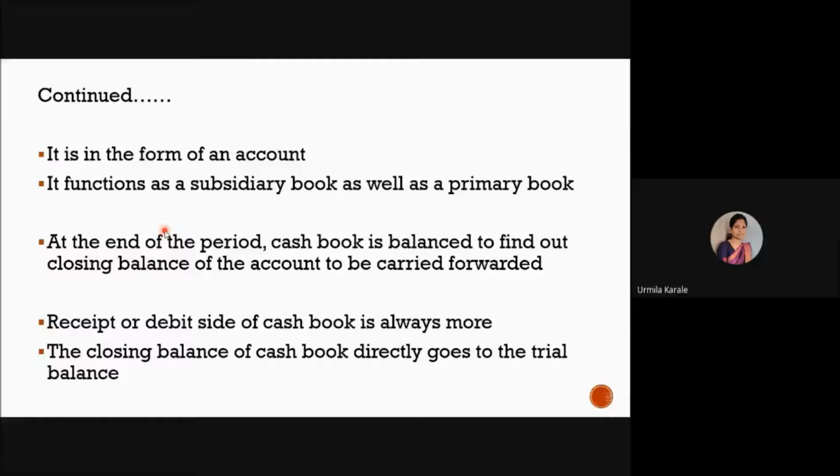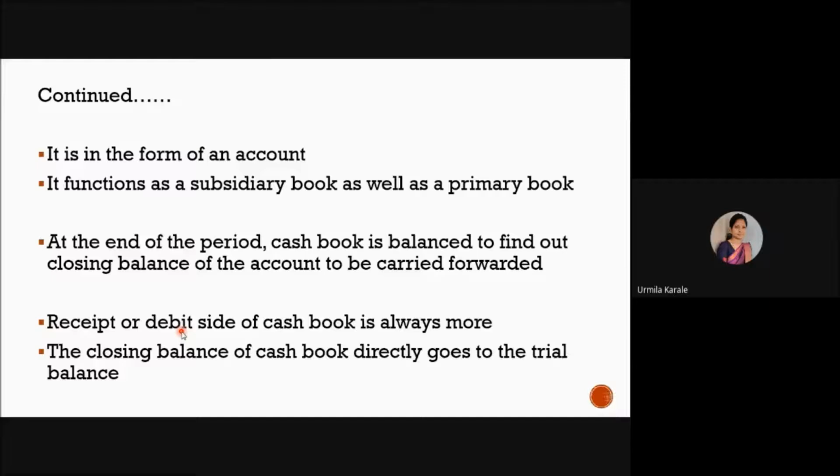Always remember that when it comes to the cash book, your debit balance will always be more, because you cannot pay more cash than you have. You will always have some amount of cash with you for making payments. Payments can never exceed the receipts that you have. That's the reason why your debit side will always be more, and the balancing amount will come to the credit side as the balance, the debit balance amount, which will be carried forward to the next year.